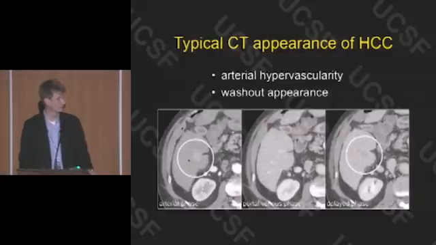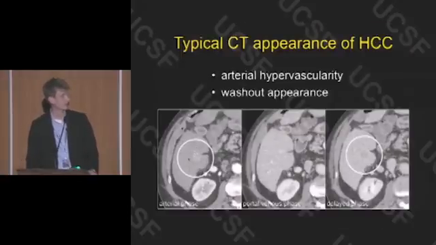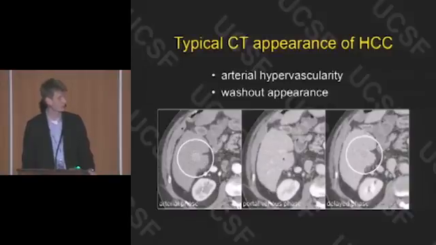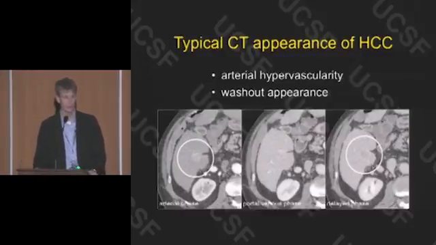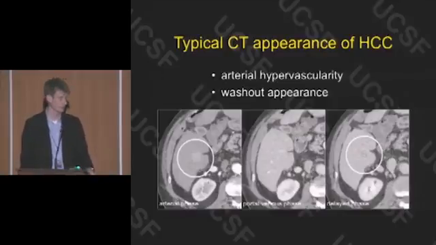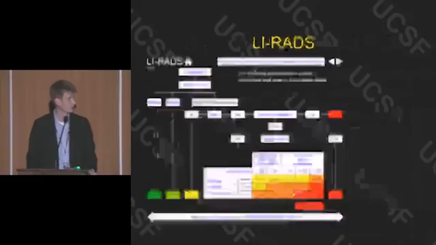Here's a typical appearance of hepatocellular carcinoma. Subtle arterial hyperenhancement becomes isointense on the portal venous phase and then washes out here on the delayed phase. This is highlighting the fact that the delayed phase has a higher sensitivity for washout appearance. So delayed phases can be very useful if you want to increase your sensitivity for hepatocellular carcinoma. But washout appearance and arterial hyperenhancement are the classic appearance of HCC.